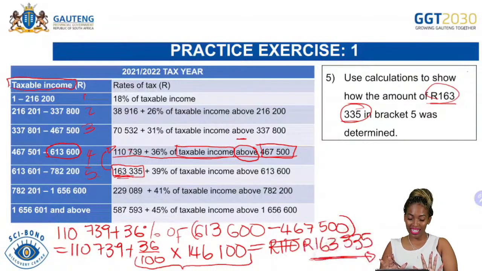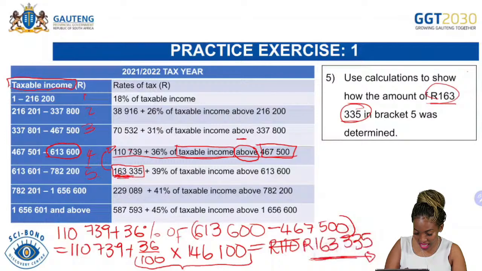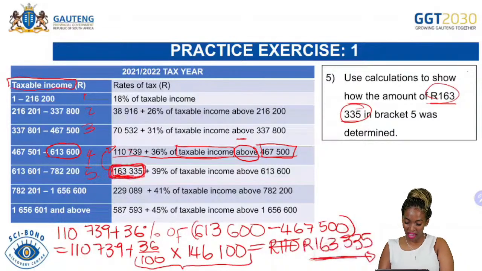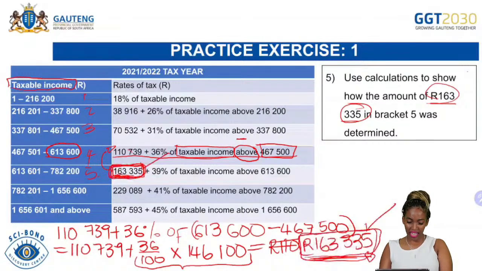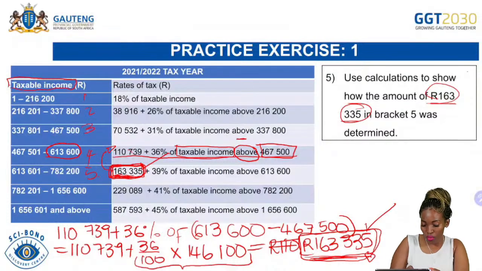We are not calculating any tax. So looking at the table at bracket number 5, that is the 163,335, and there is the 163,335. Remember, this is the same value. They wanted us to show how it was determined, and that is exactly what we did. So if maybe they wanted you to determine this one in bracket number 3, the 70,352, how it was determined.